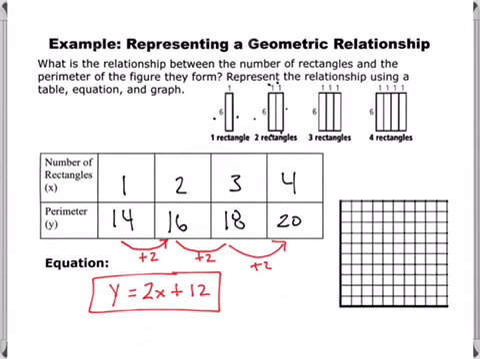And the last thing we need to do is represent this graphically. So we're going to graph it. Let's go 1, 2, 3, 4. And then let's say this counts by 2. So we'll go 2, 4, 6, 8, 10, 12, 14, 16, 18, and 20. So at 1, we got a dot at 14. At 2, we've got one at 16, 3 at 18, and 4 at 20. And that is our representation graphically.